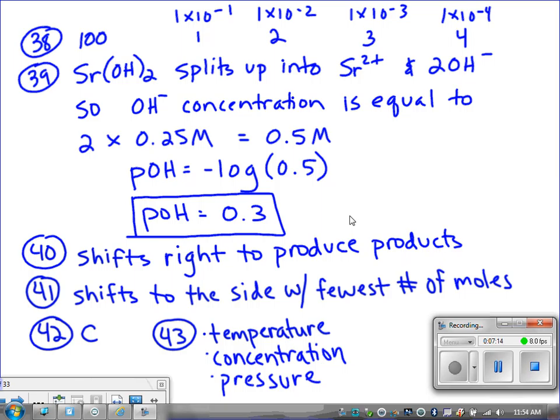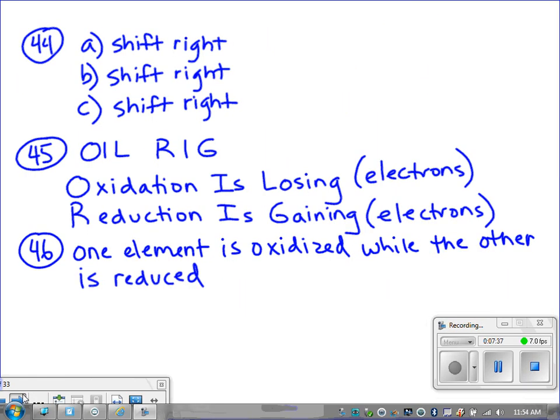41, same thing, it's an equilibrium problem. So the answer is it shifts to the side with the fewest number of moles. 42 is C, again, another equilibrium problem. And 43 is temperature, concentration, and pressure, another equilibrium concept that we will discuss in a separate recording. For 44, again, equilibrium, so it's a shift right. B is shift right, and C is also shift right.